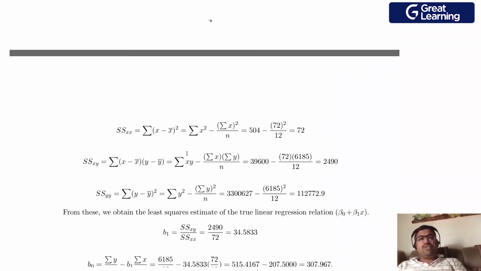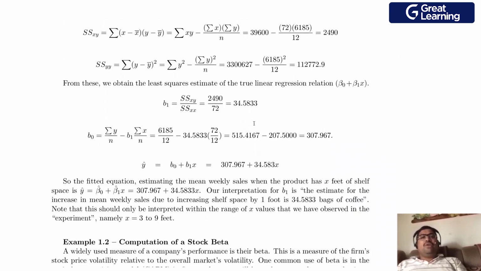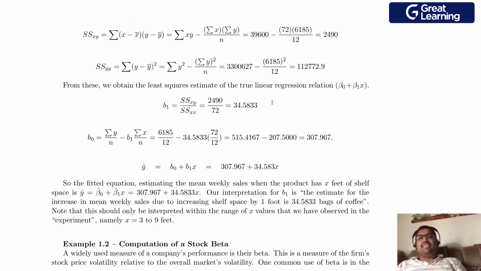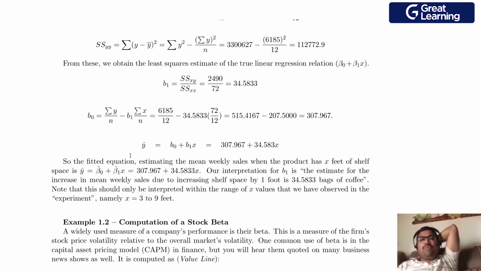So you apply those values on this formula. You calculate SSXX is equal to 72, SSXY is equal to 2490, SSYY is equal to this particular value. Now B1 is equal to SSXY by SSXX, which is 2490 by 72, this much. B0 is equal to sigma y by n minus B1 into sigma x by n. So this becomes 6185 by 12. This is a straightforward calculation. And the B1 you calculate here, you just substitute here. You get 307. That's how you formulate your regression equation.